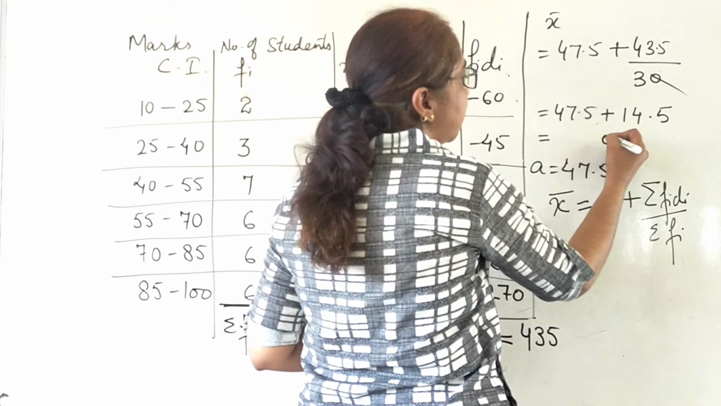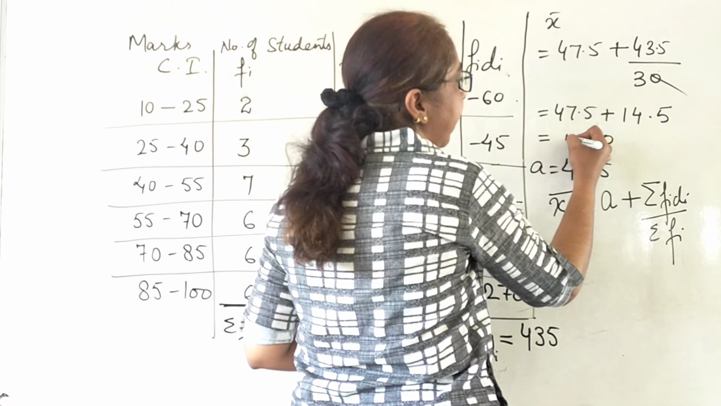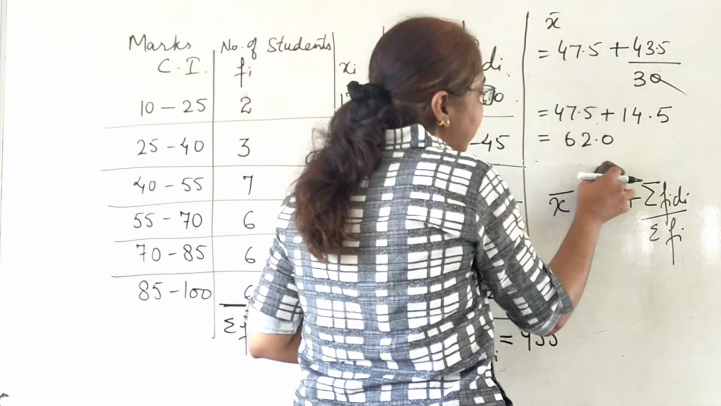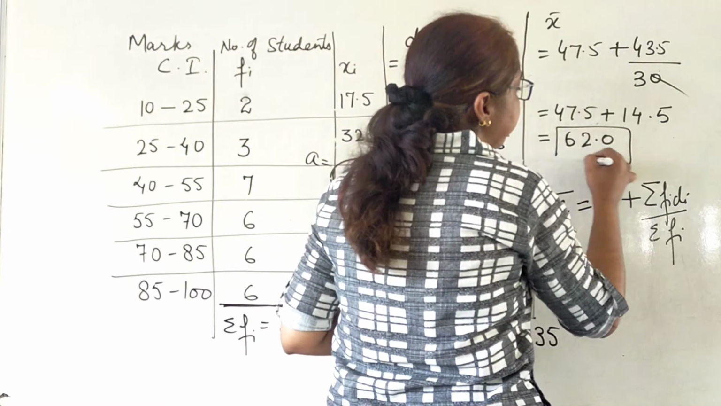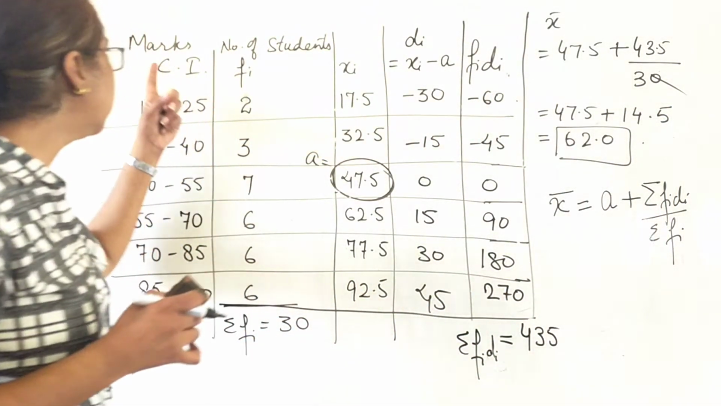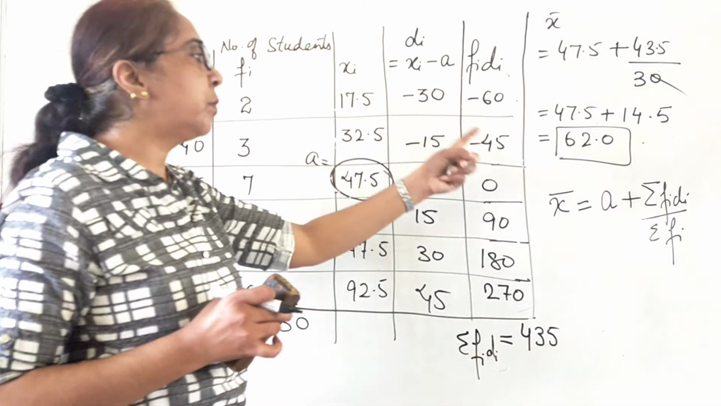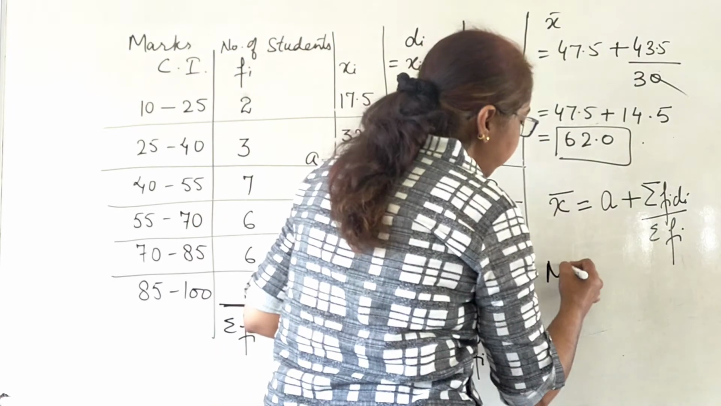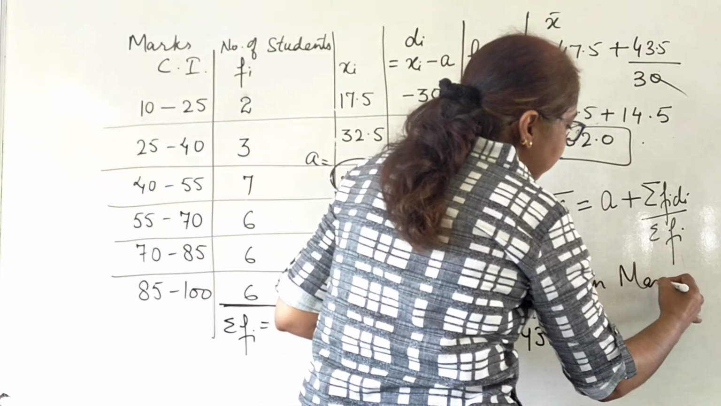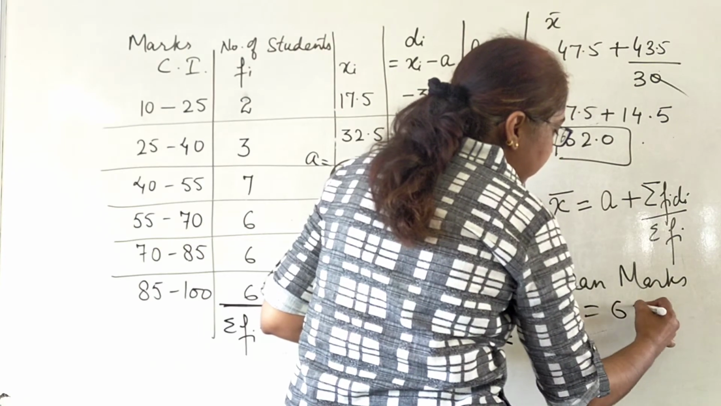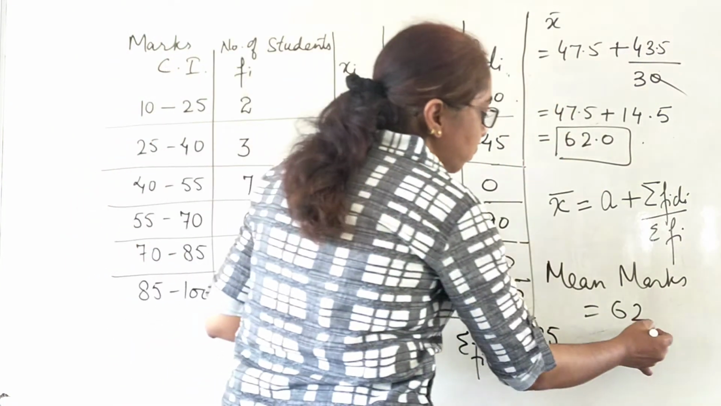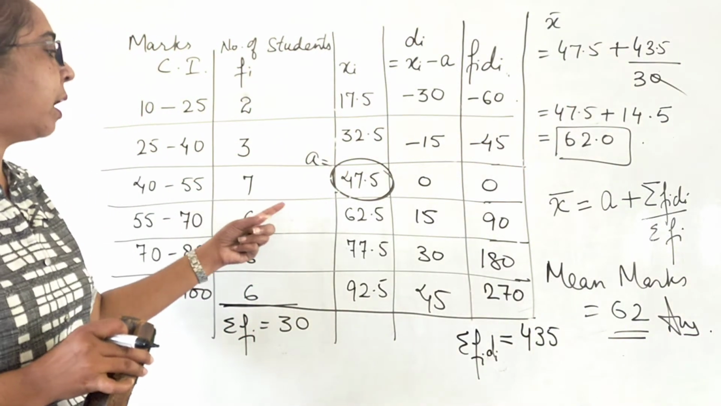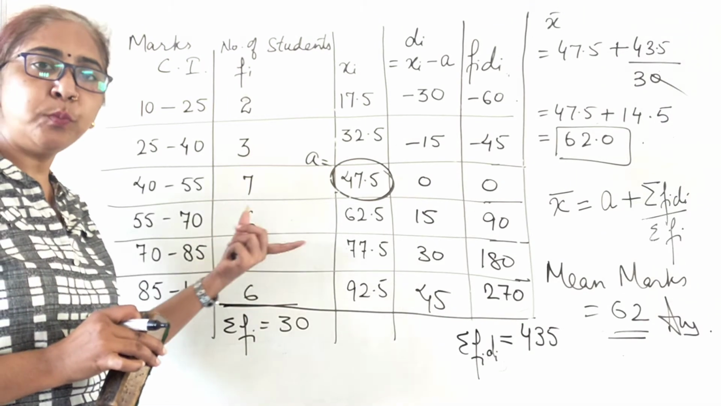That will be 0, 2 and 6. So again 62 is the answer. So 62 is the mean. This is the answer. And because in the question marks are given, you have to write the mean marks will be 62. Right? So 62, sorry, 62 is the answer. So this is the way we have to find the mean by the assumed mean method.